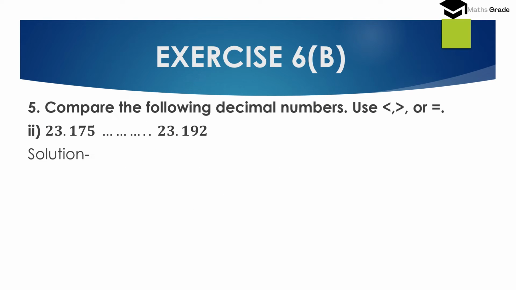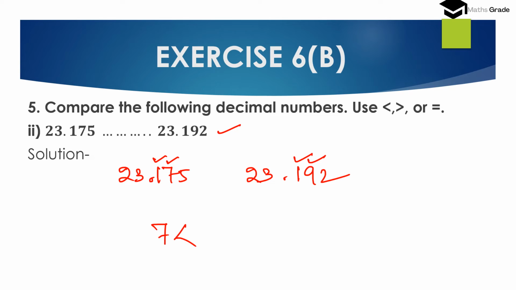Now the second part, 23.175 and 23.192. Here the whole number is 23, and here also 23. Then after the decimal point it is 175, and here 192. In the tenths place here it is 1, and here also 1. Both are equal. Then in the hundredths place it is 7, and in 23.192 it is 9. 7 is less than 9, so it will be less than. So 23.175 is less than 23.192.